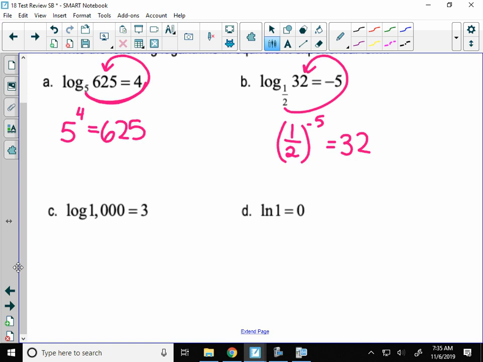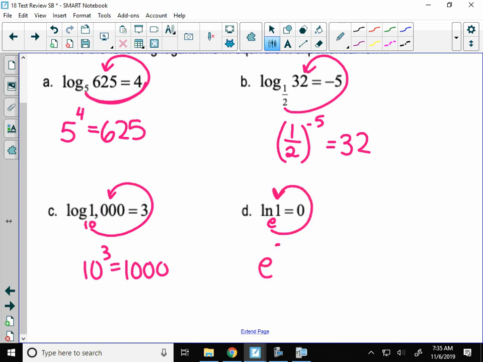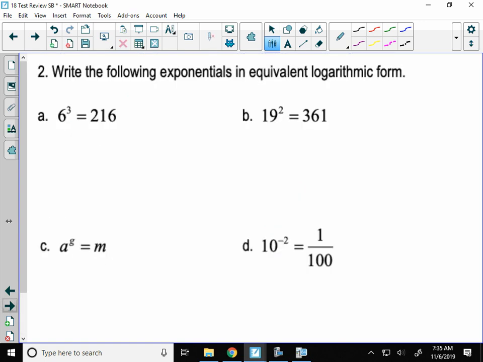For this bottom one, I have a common log of 1,000. Remember, the base of the common log is 10, and that says 10 to the 3rd equals 1,000. Finally, I have a natural log. The base of the natural log is e, and if I follow my same pattern, e to the 0 equals 1.